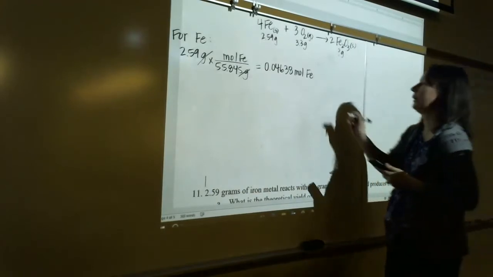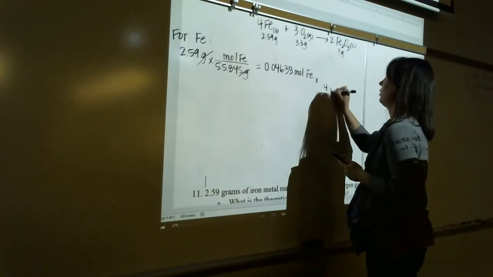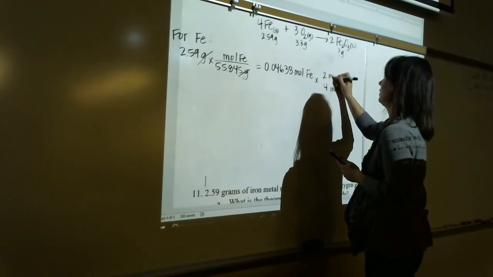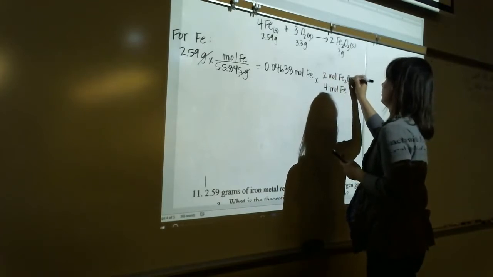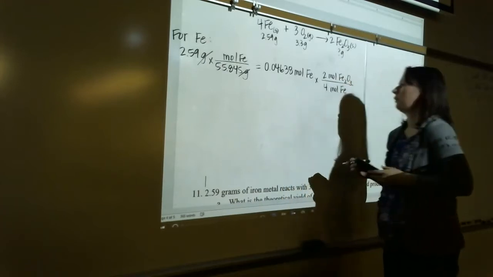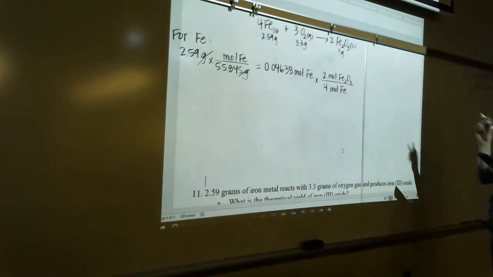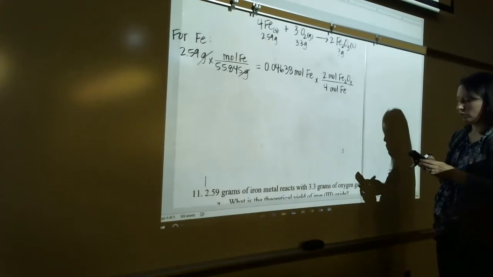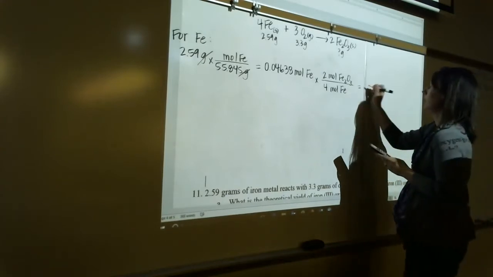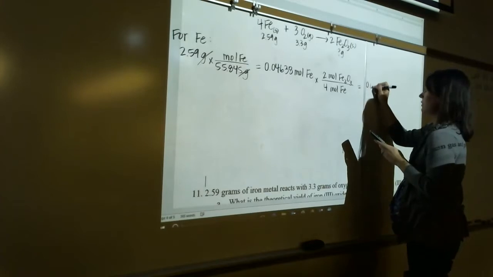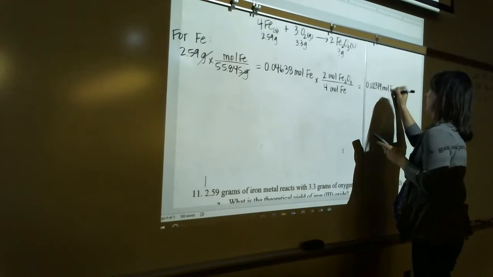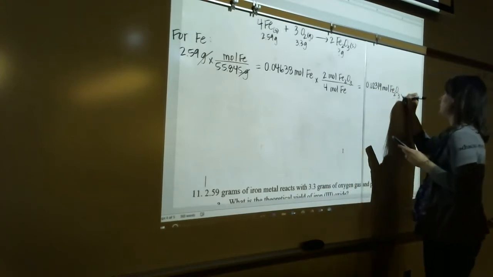What's my next step? Mole ratio, right? For every 4 moles of Fe that I use, I produce 2 moles of Fe2O3, right? So times 2 divided by 4, or just divided by 2, because 2 over 4 reduces to 1 over 2. So divided by 2. That gives me 0.02319 mole Fe2O3.